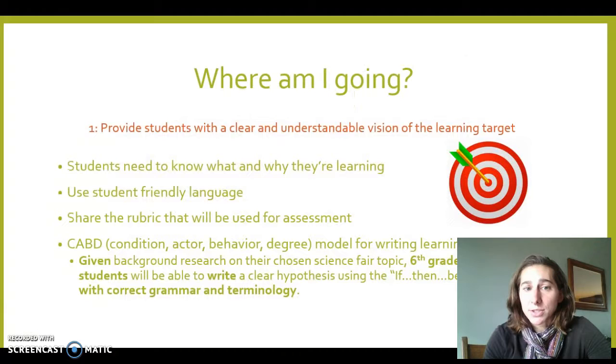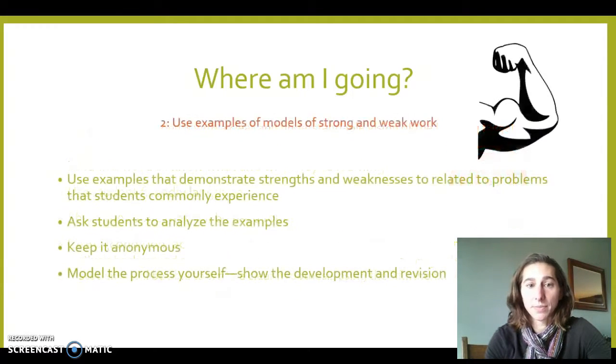Strategy 1, provide students with a clear and understandable vision of the learning target. Students need to know what and why they're learning, and it needs to be written in a way that they understand it. We recommend the CABD model that says the condition, actor, behavior, and degree.